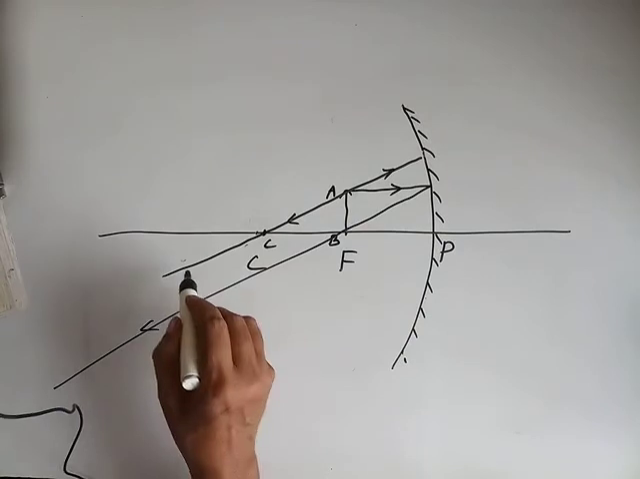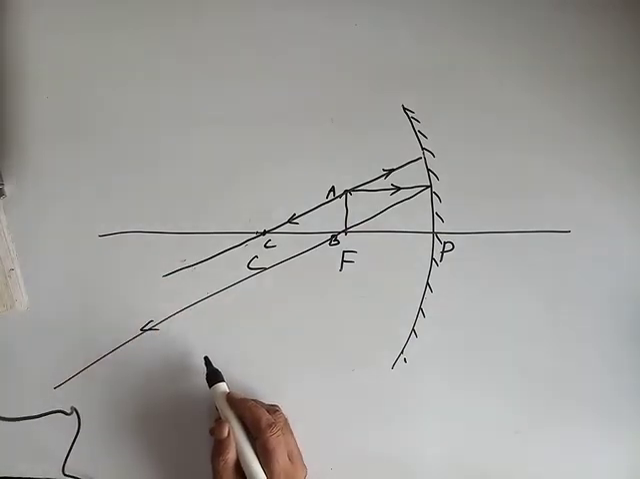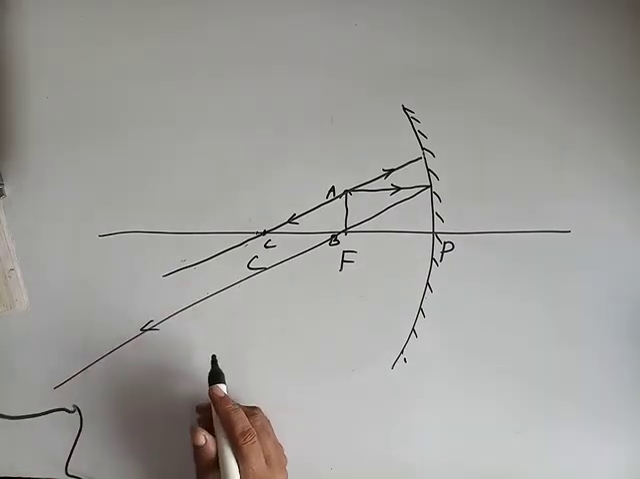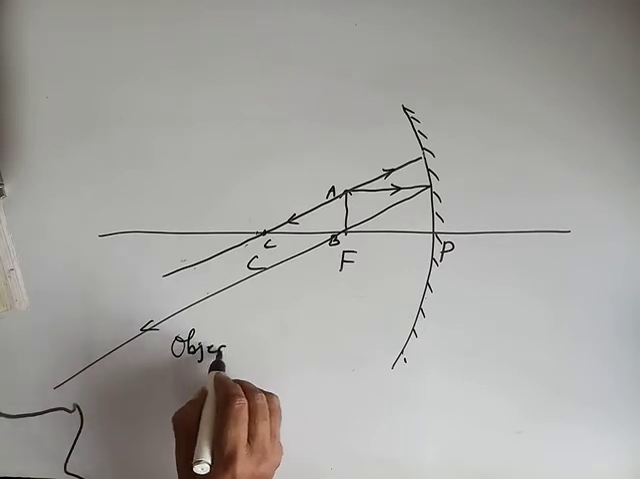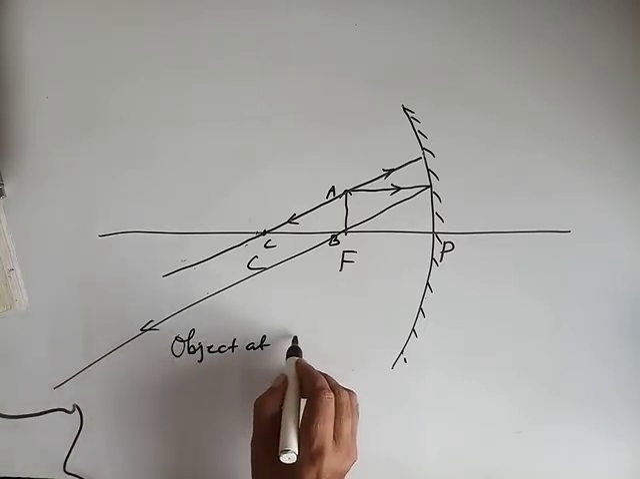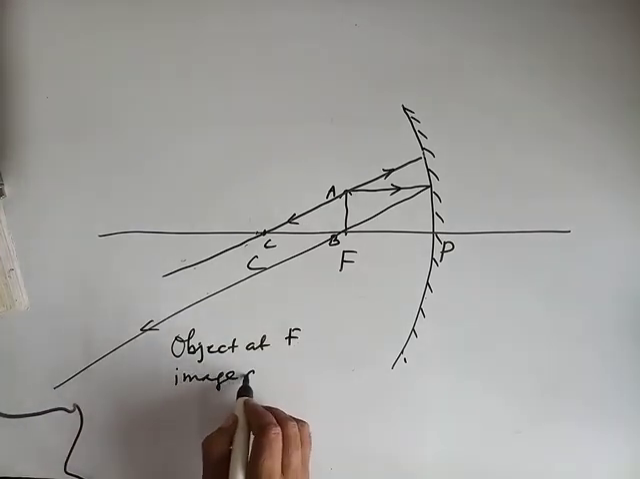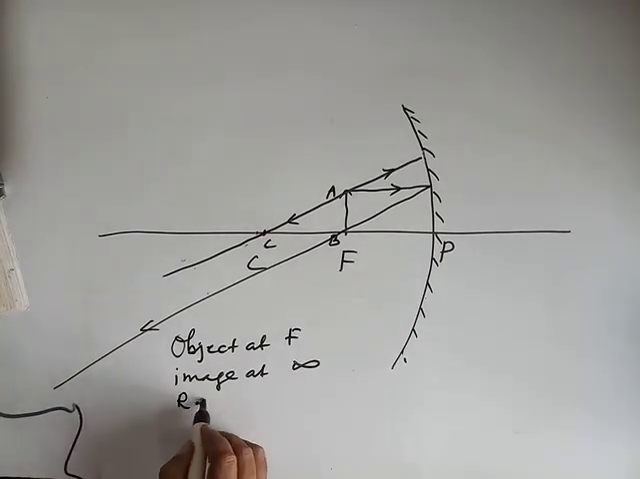So these two reflected rays are parallel to each other. Therefore, parallel rays are supposed to meet at infinity. Therefore, the image formed will be at infinity. So, object at F, image at infinity, and which is real.